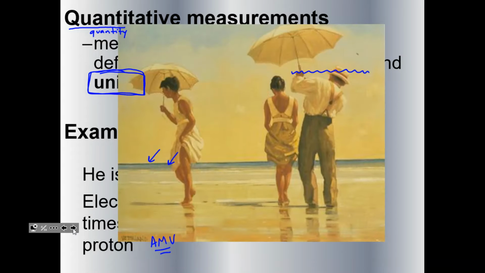If I'm looking at this picture, well, here you go. I could go ahead and say that there are two, and my unit would be umbrellas. I could say that there are three, and my unit would be people. So not just a number, but also a unit. So these are quantitative and qualitative terms.